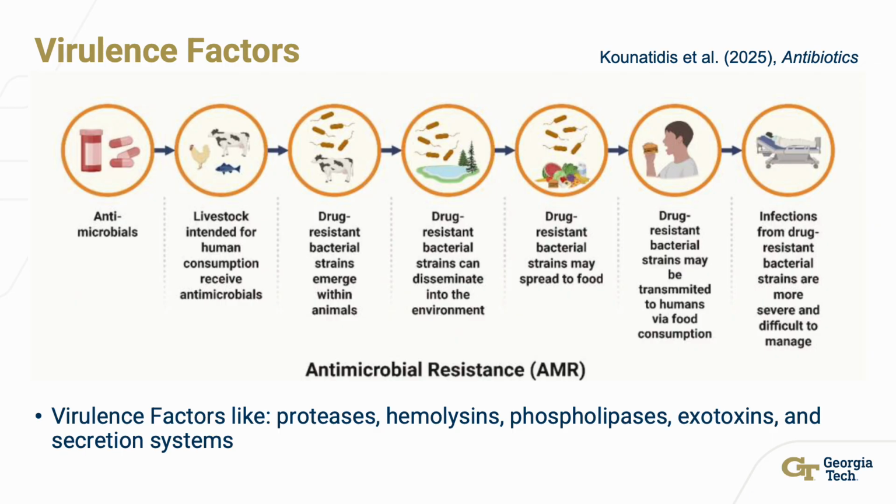So as I was saying, it increases its pathogenicity. It's taking something that was once harmless and giving it a bunch of things that make it not so harmless. Things that contribute to it are virulence factors. Virulence factors include things like proteases, hemolysins, phospholipases, and exotoxins, and then different secretion systems. The emergence of ARGs is one of the reasons that horizontal gene transfer has recently become a significant topic of discussion amongst biologists across different specialties.